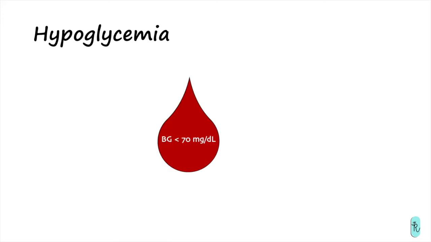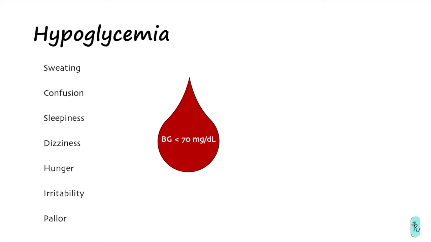Hypoglycemia can be a very serious adverse effect of diabetes medications. Hypoglycemia is defined as a blood glucose of less than 70 milligrams per deciliter. Signs and symptoms of hypoglycemia include sweating, confusion, sleepiness, dizziness, hunger, irritability, and pale skin.